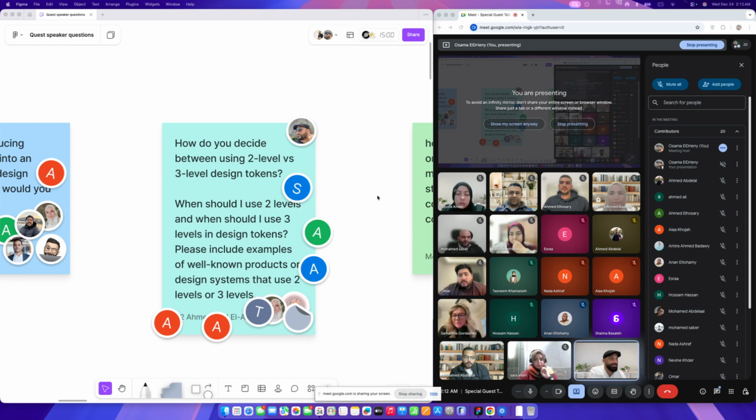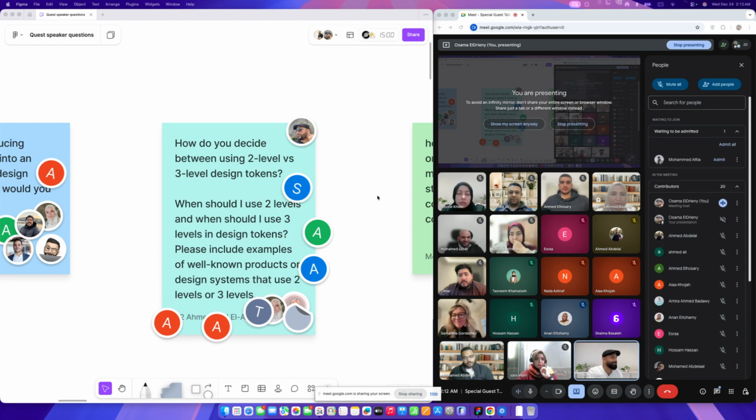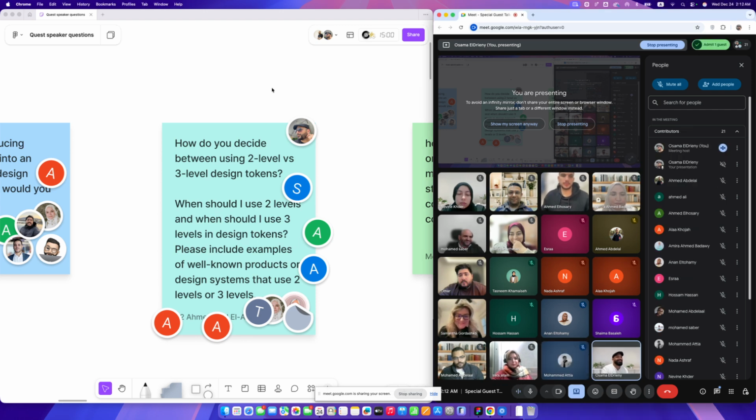Thanks, Sam. So the next question actually is coming from the fight between should we do 2 levels of tokens or should we do 3 levels of tokens? Okay, the team here knows the pros and cons for each strategy, to use 2 or 3. But we still also need to know how do you decide between using 2 levels and 3 levels.